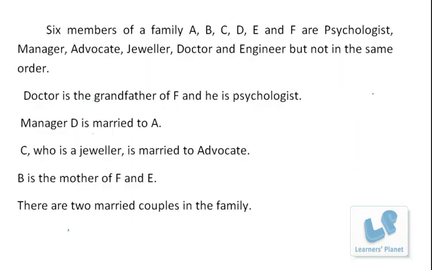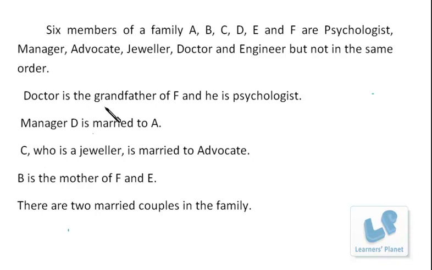Friends, let's see this set of questions. Six members of a family, A, B, C, D, E, and F, are psychologist, manager, advocate, jeweler, doctor, and engineer, but not in the same order. That means we have to find out who is who, right? Who is manager, who is advocate, who is jeweler, and so on. So we have to draw a complete family tree. Let's begin.